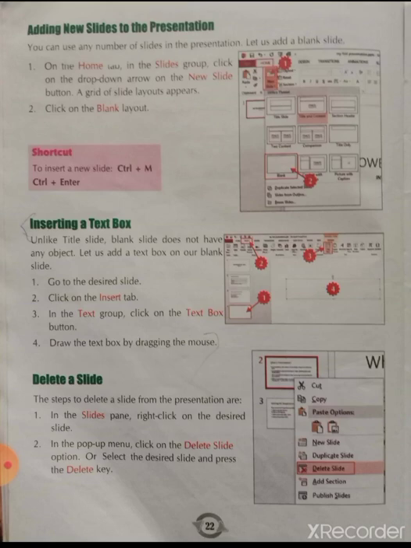Our next point is inserting a text box. Yes, now how will we insert a text box in the slide? So let us see. You can go through those red arrows. Unlike the title slide, a blank slide does not have any object. Let us add a text box on our blank slide.